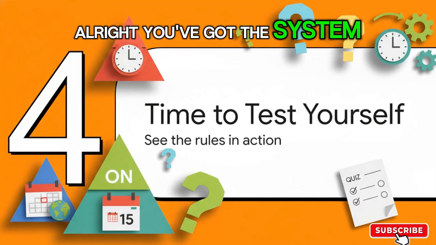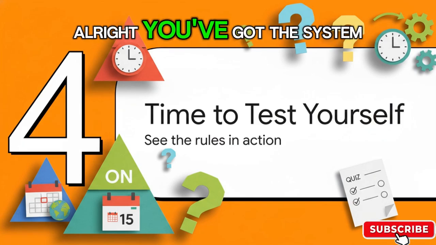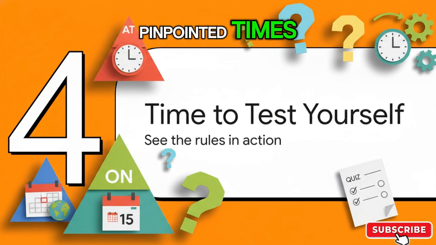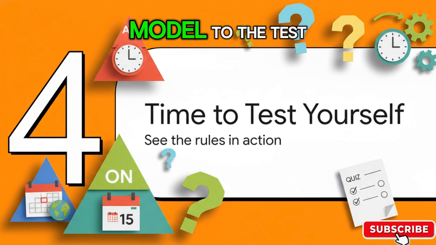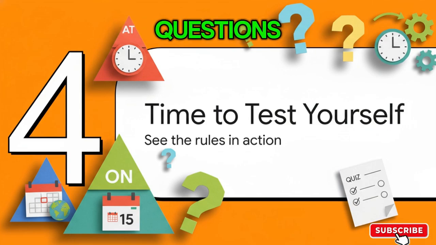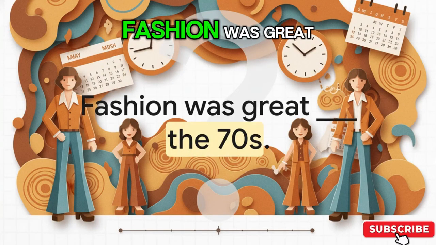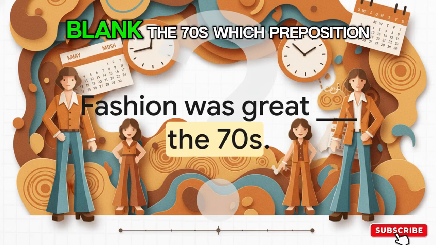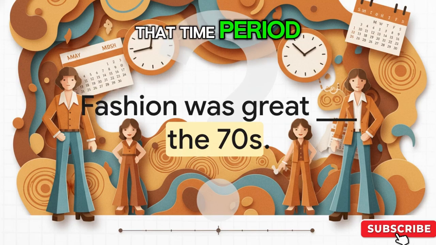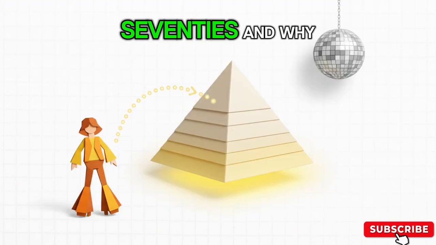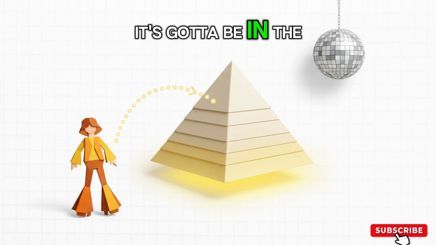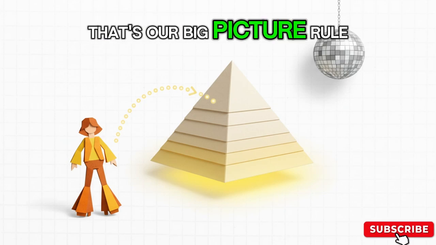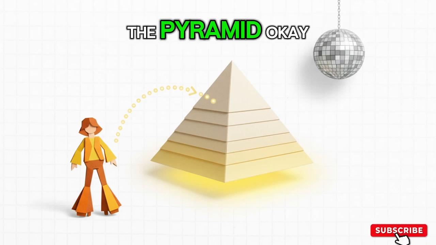All right, you've got the system. In for big periods, on for specific days and dates, and at for those precise, pinpointed times. So let's put that pyramid model to the test with just a few quick questions. You ready? First one up. Fashion was great, blank, the 70s. Which preposition feels right here? Think about the size of that time period. It's got to be in the 70s. And why? Well, because a decade is a long period of time, right? That's our big picture rule, right from the base of the pyramid.